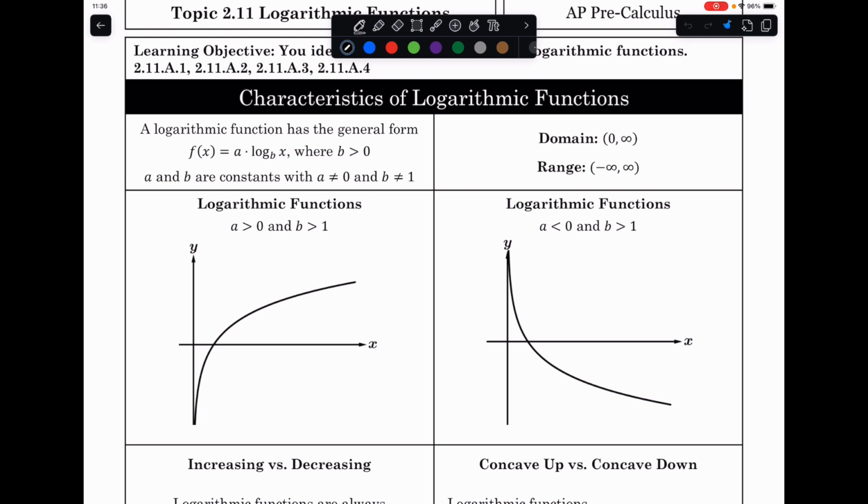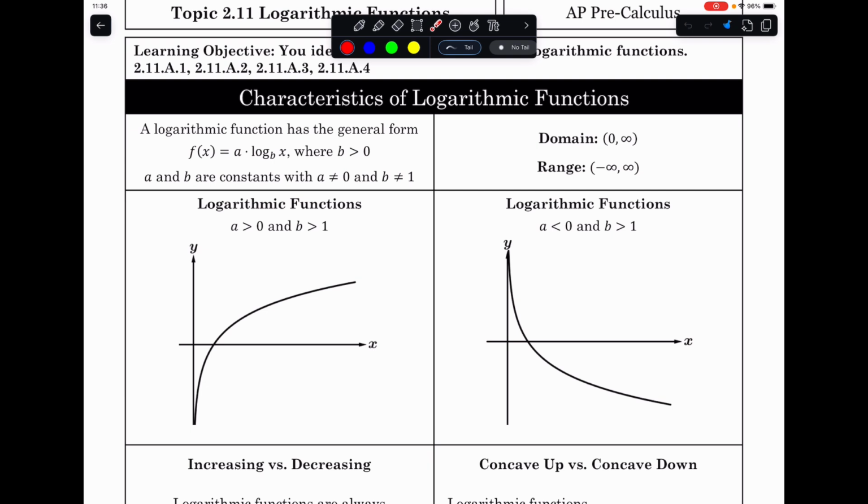Now, first of all, the general form for a log function is f of x equals a times log base b of x, where again our base is going to be a positive number not equal to 1, and the value of a cannot equal 0. It could be positive or it could be negative.